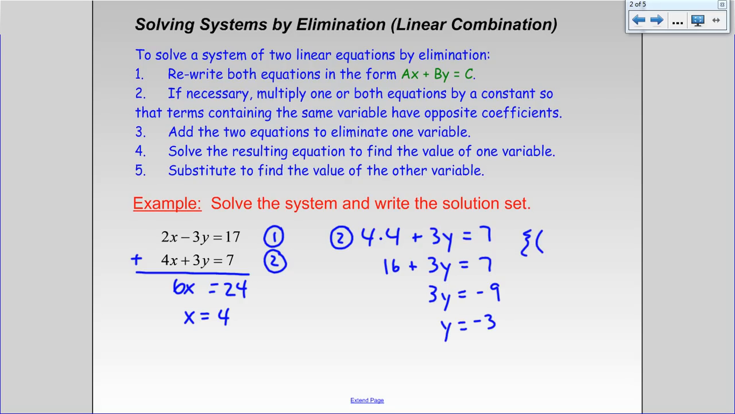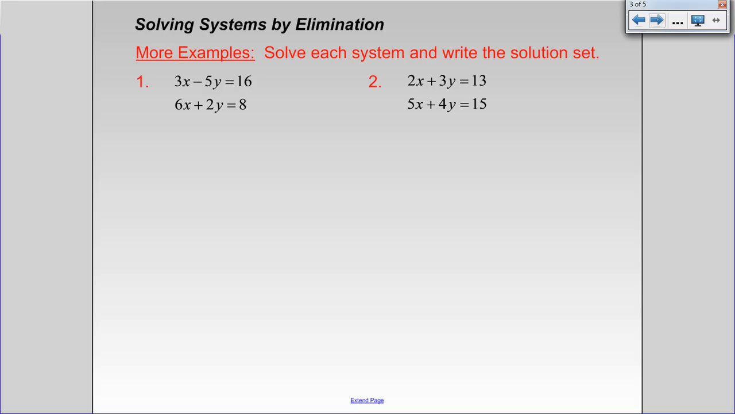This means that our solution set for our system contains one point, which is the point 4, negative 3. If we were to draw a graph of these two linear equations, we would see that they intersect at the point 4, negative 3. Let's look at some more examples, gradually increasing in complexity.